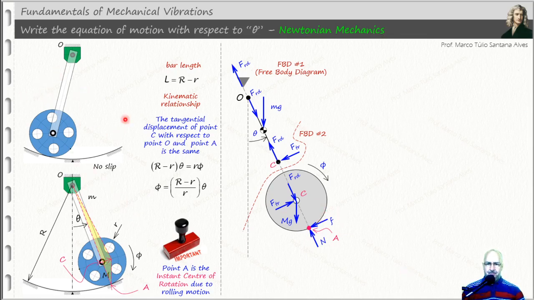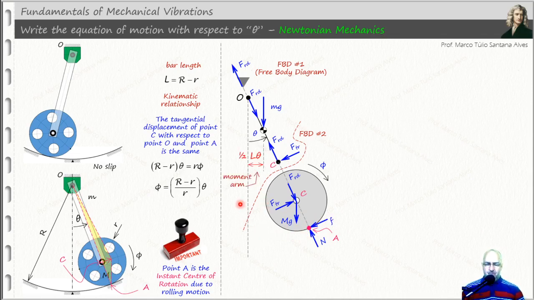In this case, let's recall important information. The bar drives the disk. For this reason, the bar rotates counterclockwise and the disk rotates clockwise. As the disk is driven by the bar, the rolling friction force is oriented as you can see here. Okay.